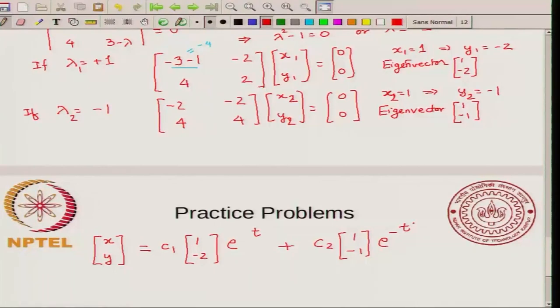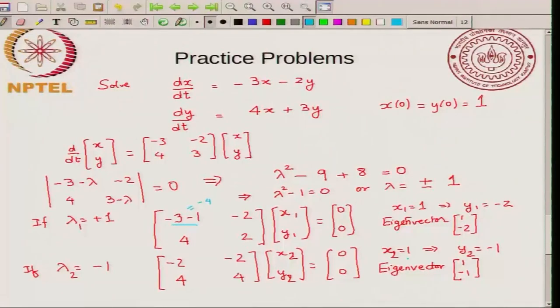So, this is my general solution, and notice that the general solution has two undetermined constants. I know that each of these terms is a solution. I know that this is a solution, and I know that this is a solution. Once you know that these two are solutions, we wrote the general solution as a linear combination of these two solutions.